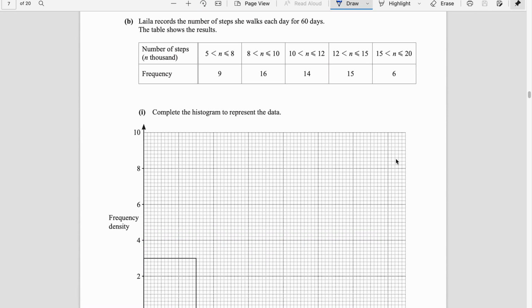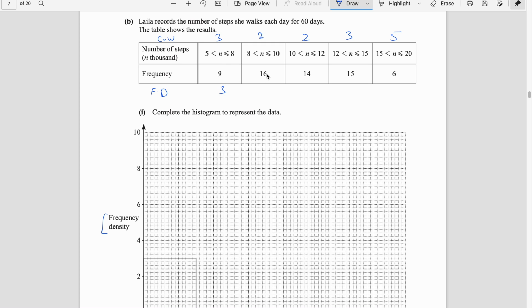B part says Leila records the number of steps she walks each day for 60 days. The table shows the results, number of steps, frequency. Complete the histogram to represent the data. So notice that we have to draw frequency density. So let me write class width here. From 5 to 8 is 3, 8 to 10 is 2, 10 to 12 is 2, 12 to 15 is 3, and 15 to 20 is 5. Frequency is given, so frequency density is frequency divided by class width.